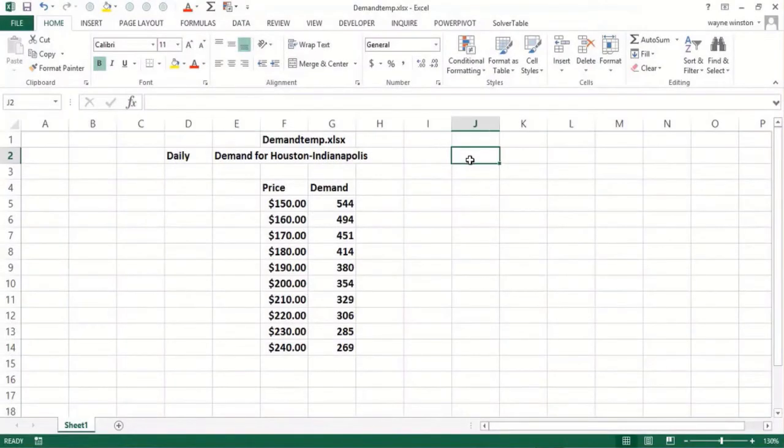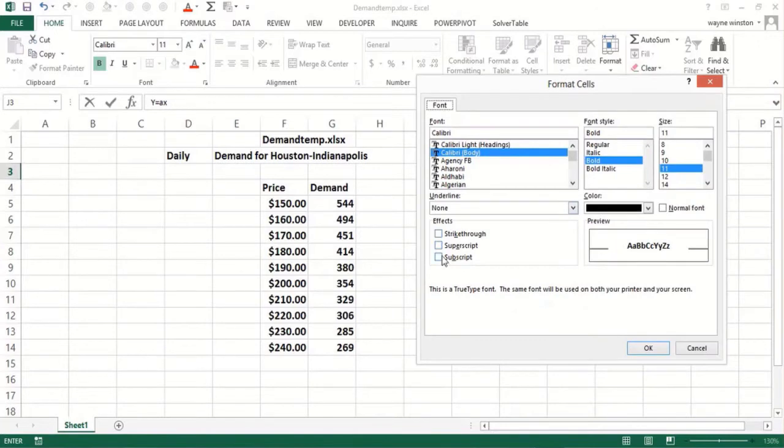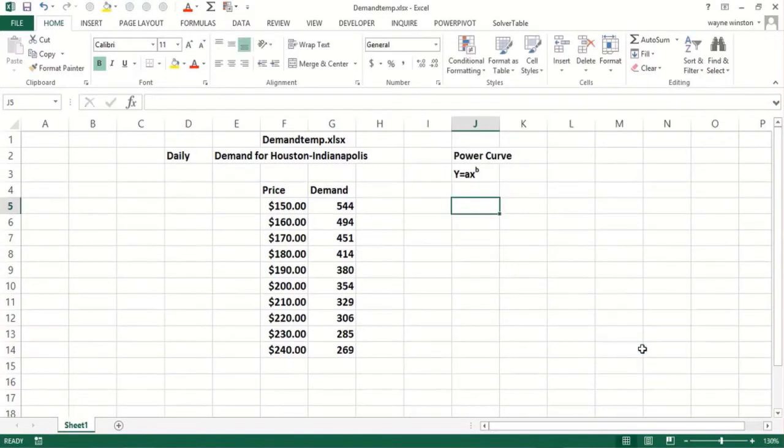In this video, we'll begin our discussion of the power curve, which can be estimated with the trend curve feature. And the file will be demand temp. So the equation of the power curve is y equals A times X, superscript B. And again, we don't know A and B, but Excel can estimate them.